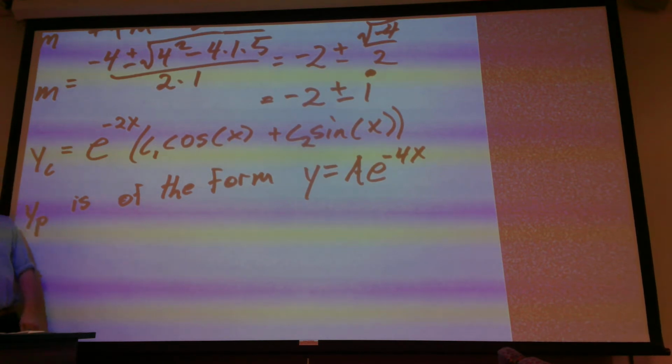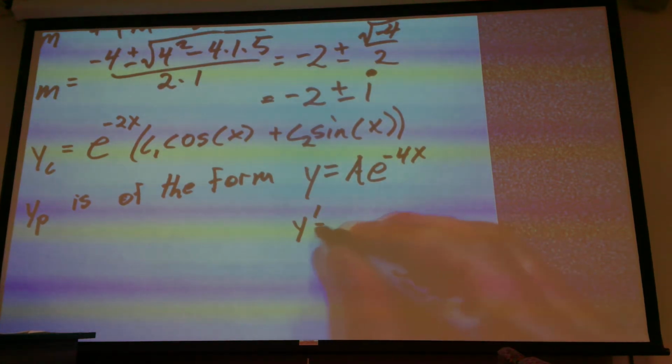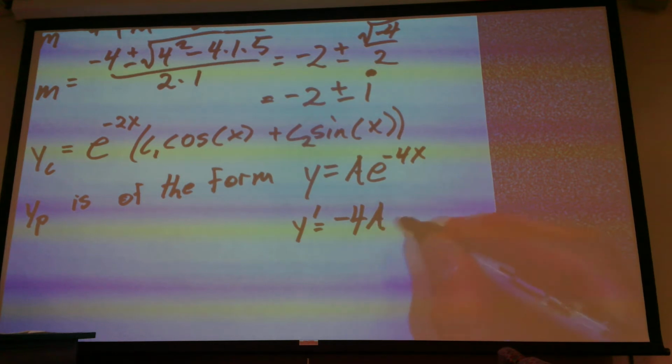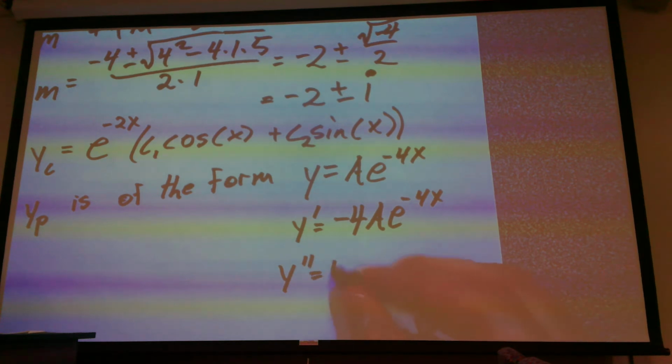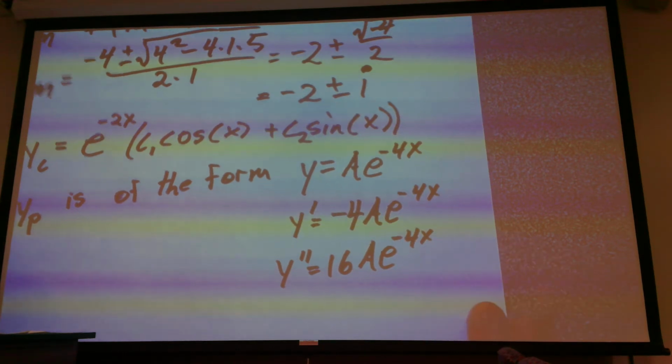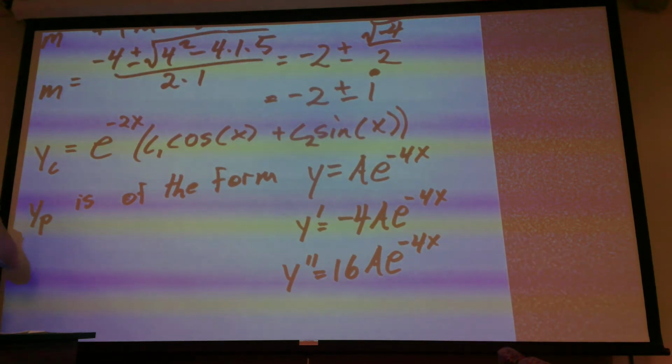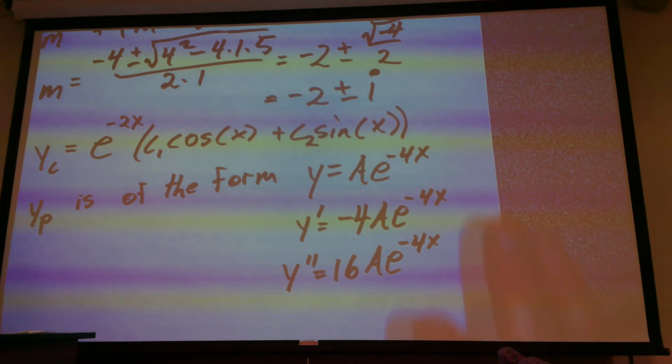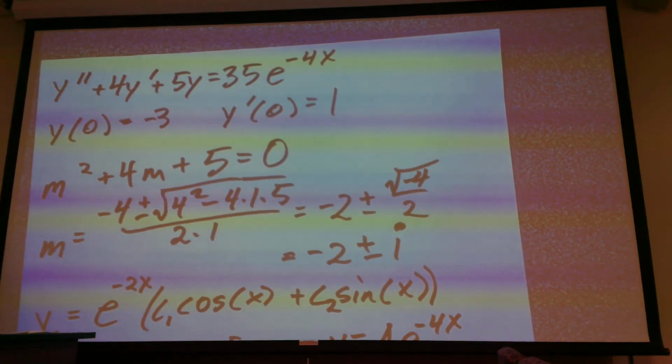All right, so let's go ahead and take its derivatives. Because each time it spits out a negative 4. Okay, so we have our derivatives. Now, what we're going to do at this point is plug our derivatives back into the original differential equation that we were dealing with, and then set it equal to 35 e to the minus 4x, and we're going to try to figure out what a is.